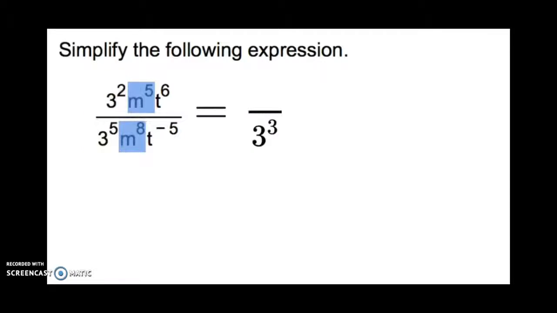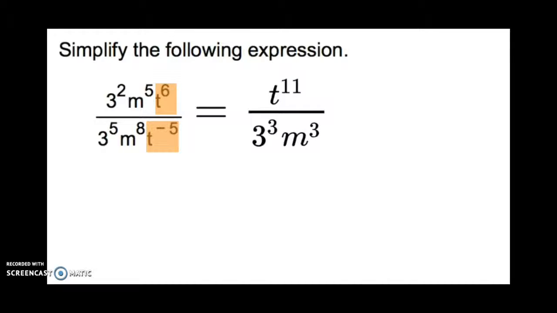Now I go ahead and look at my m's. Again, subtract the larger exponent from the smaller. So 8 minus 5 is 3. And since the larger one's at the bottom, I'll have m to the 3 at the bottom. Now I take a look at the t's. I would have 6 minus a -5, which becomes 6 plus 5, which is t to the 11. Since the larger one is up top, I'll have t to the 11 up top.